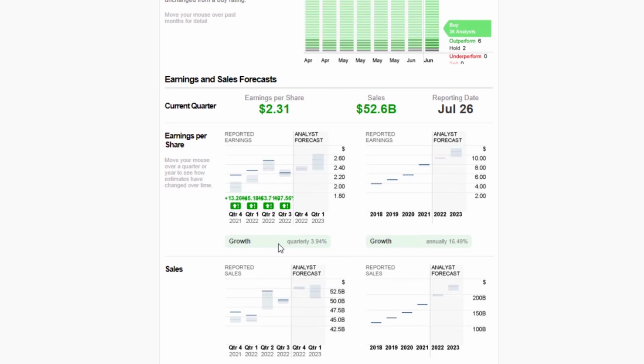Coming down and looking at their earnings forecasting, if you see their 2018, 19, 20, and 21 reported earnings, for their annual earnings, it looks like it has consistently continued to grow, and analysts are forecasting 2022 and 2023 to continue to grow in the same upward trend.